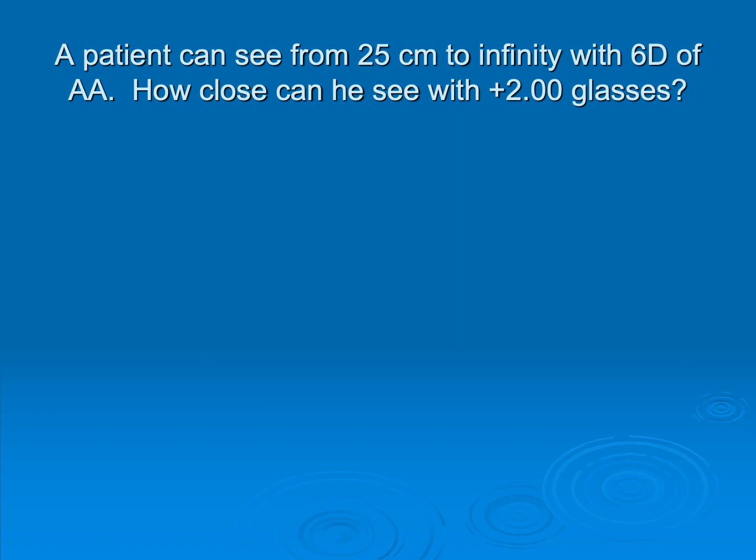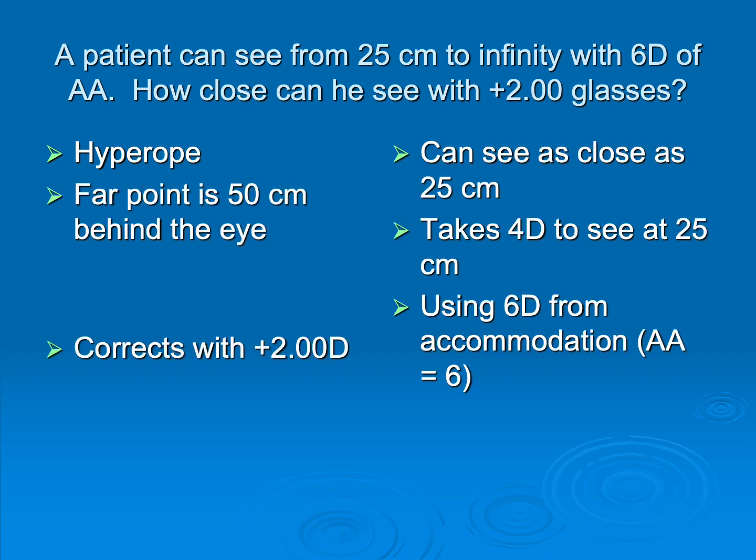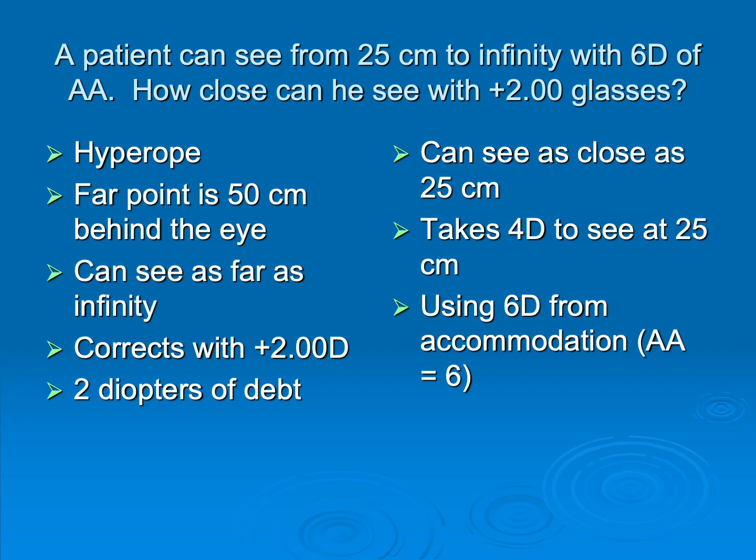So I've got someone that can see as close as 25 centimeters. That's 4 diopters worth. And they've got 6 diopters in their bank. So they have spent 2 of the 6 seeing to infinity, and then they had 4 left over, then that's how they can see 25. So if they are spending 2, that means they've got 2 diopters of deficit that they're covering there. So they are a +2 hyperope, 50 centimeters behind the eye, and so on. You know how to work these problems by now. So that's the first thing you do.